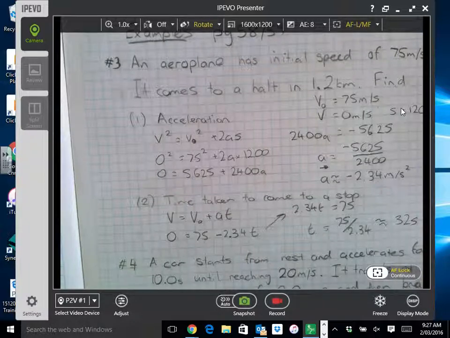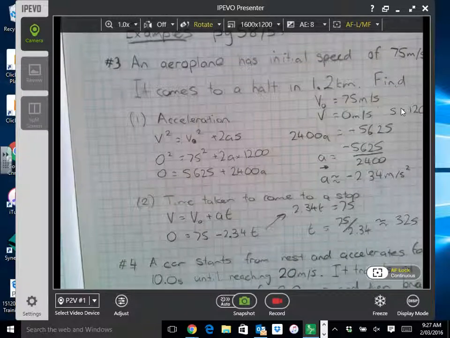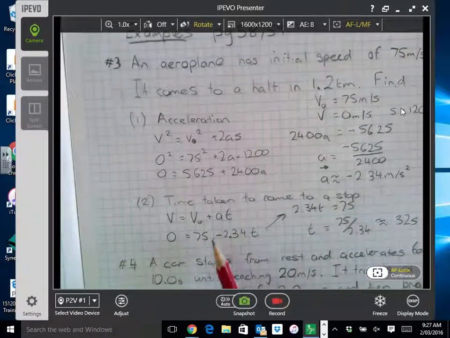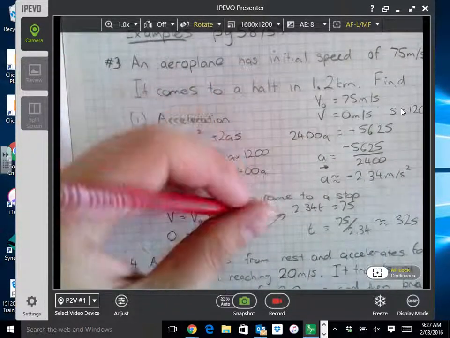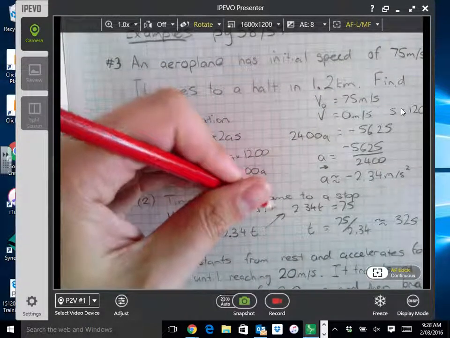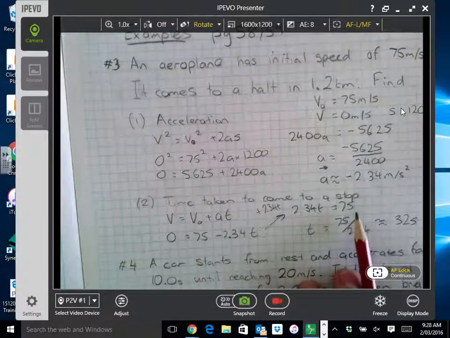Does anyone have any questions about that problem? Yep, sure. Why did you change the 2.34 to minus? Oh, see, it was a minus here. Okay, in the rearrangement of the equation, you notice how they're both on the right-hand side? What I did basically, I didn't actually swap the sides of the equation, I literally just added 2.34t to both sides. So that's why it's on the left-hand side and the 75 is still on the right-hand side.